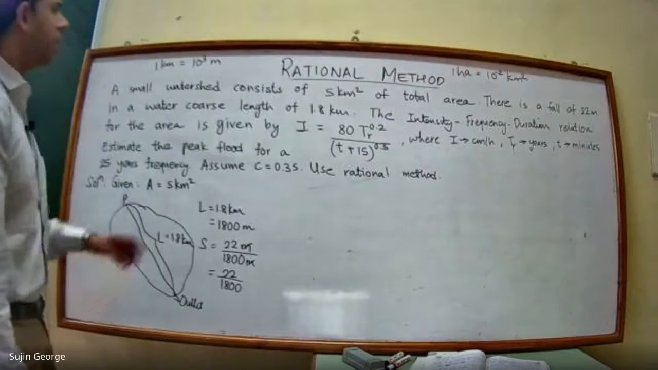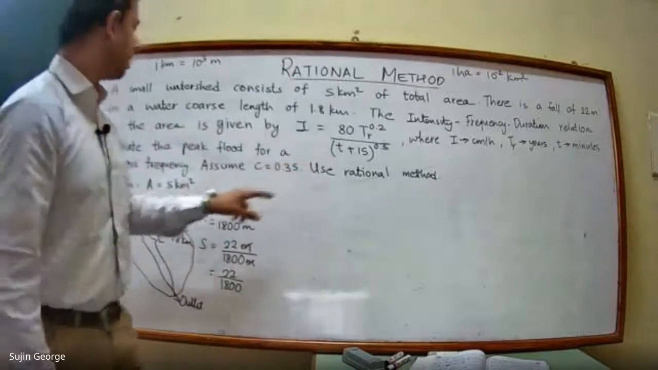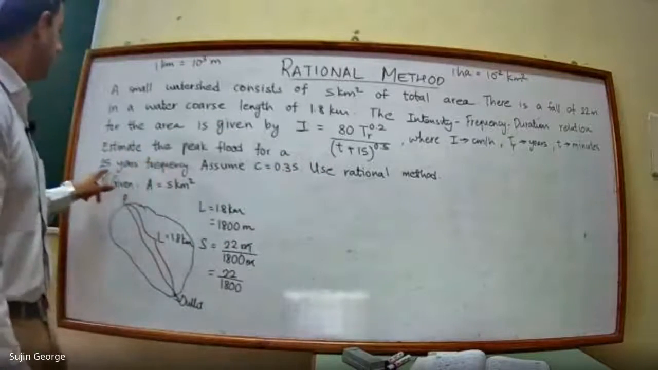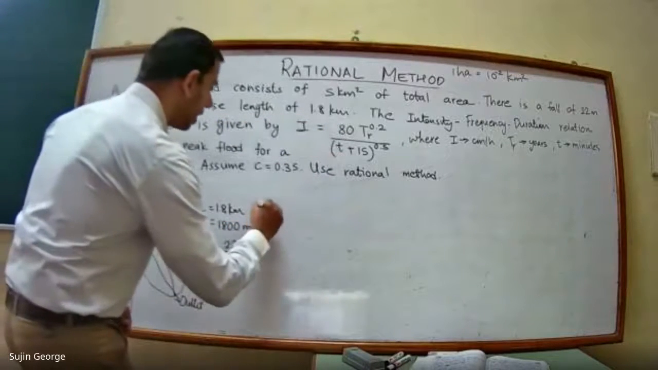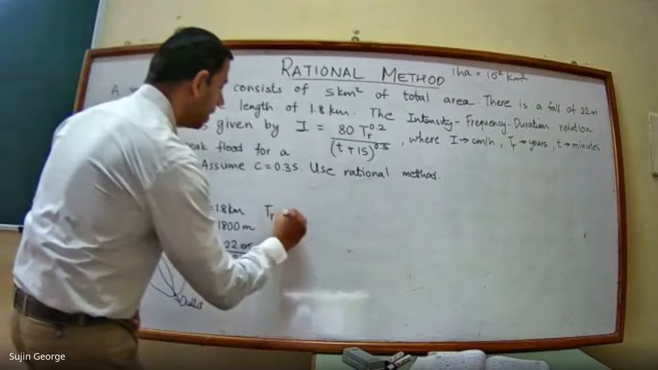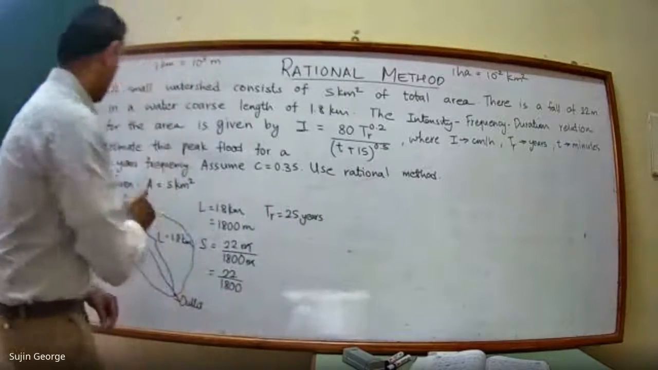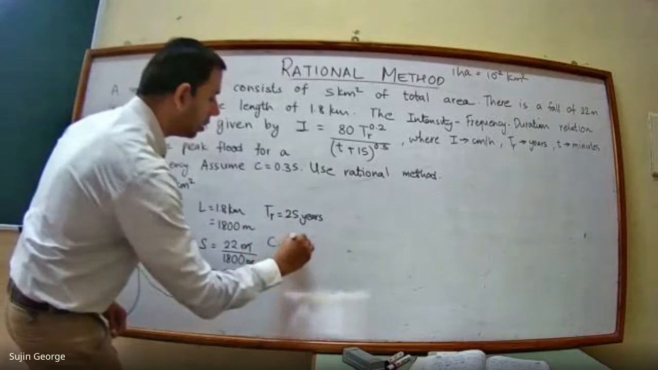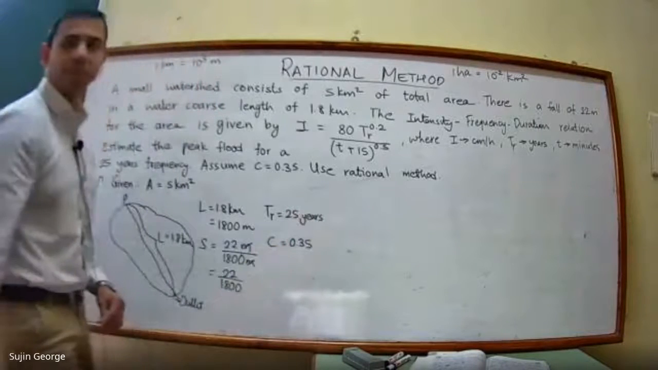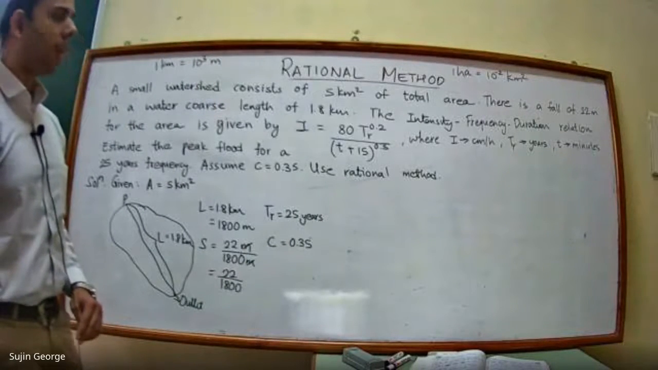Okay. Next, what is given to you? Next parameter that is given is this value TR. So TR is given as 25 years. And C, runoff coefficient, is given as 0.35.